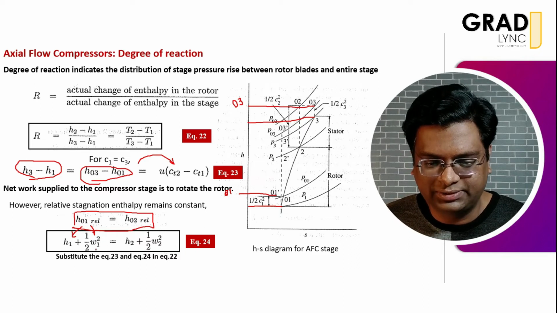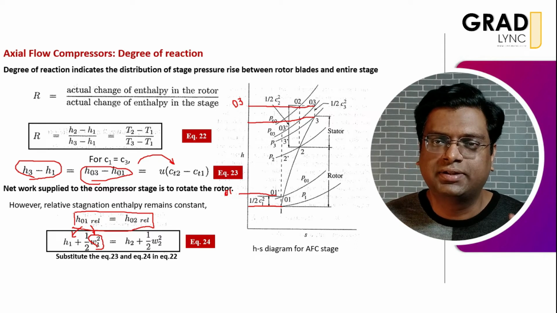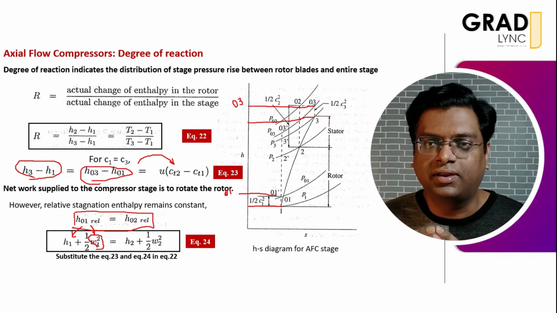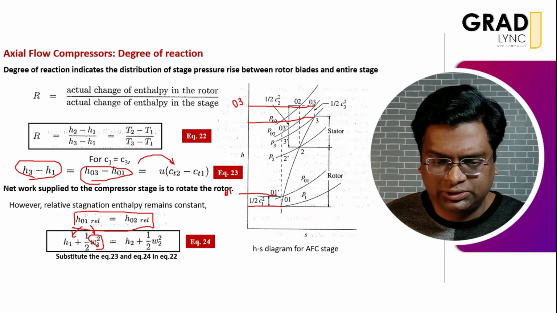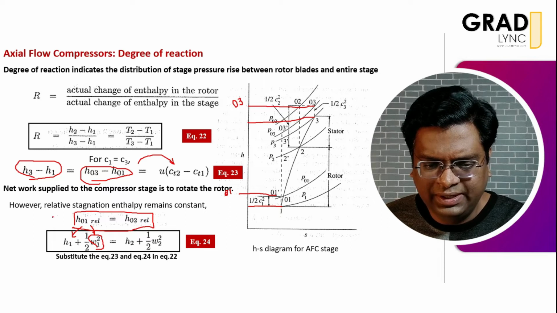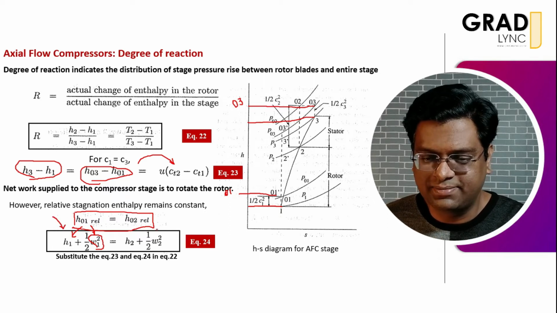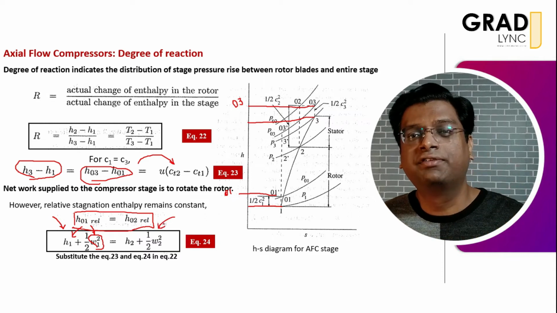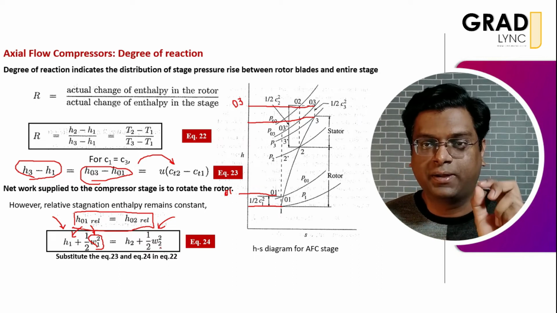Please make sure that you're talking about W when you say that the relative enthalpy remains constant in a compressor stage. To be specific, in the rotor, the inlet stagnation enthalpy is the same as the outlet stagnation enthalpy with respect to the relative velocity. Please make sure of W.